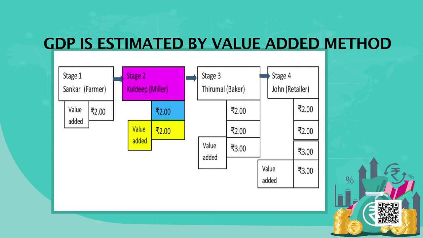2 rupees. He has added only 2 rupees, because earlier it already had a value. So it is 4 rupees. What is the value added in this stage? Second stage? 2 rupees. Very good. So third stage, what happened?